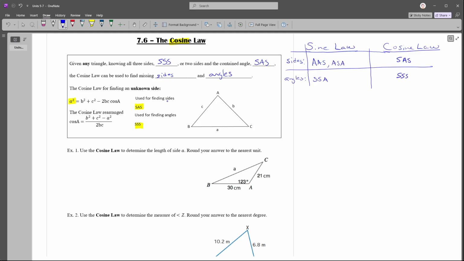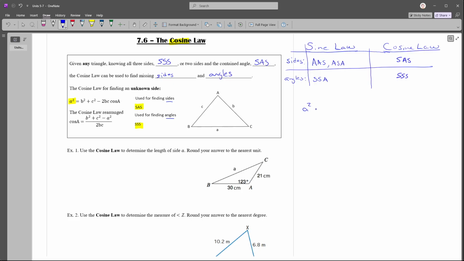Now, you're not always going to be looking for a side. Sometimes you're going to be looking for an angle. So we have another version of the formula. Pro tip, ladies and gentlemen, it's the same equation, just rearranged. What do you mean by that, Mr. Lane? Well, let me show you.